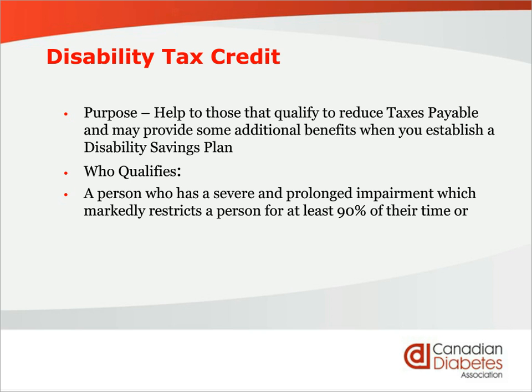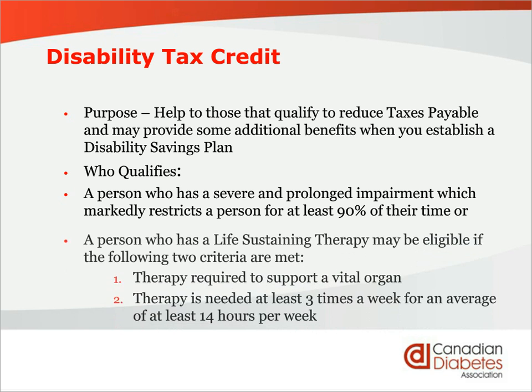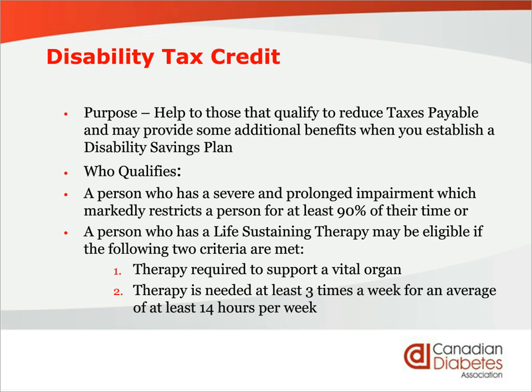But in 2004, new legislation came in place, and at that time, for individuals living with type 1, the disability tax credit was broadened to include if you have a life-sustaining therapy requirement. So a person who has a life-sustaining therapy may be eligible for the disability tax credit. The therapy is required to support a vital organ, and of course, for people with diabetes, the vital organ is the pancreas. And this therapy must be done at least 3 times a week for an average of at least 14 hours per week. Now, of course, everyone knows that with diabetes type 1, it's a 24/7 matter. It's not just 14 hours.